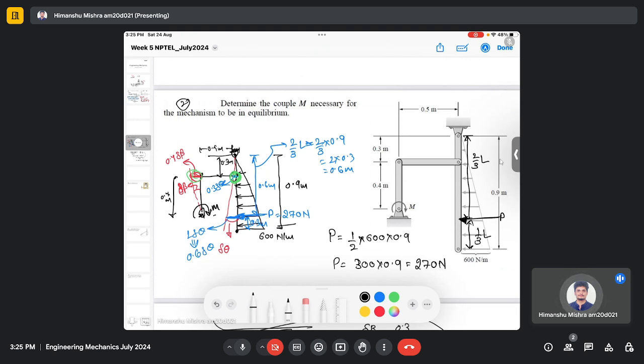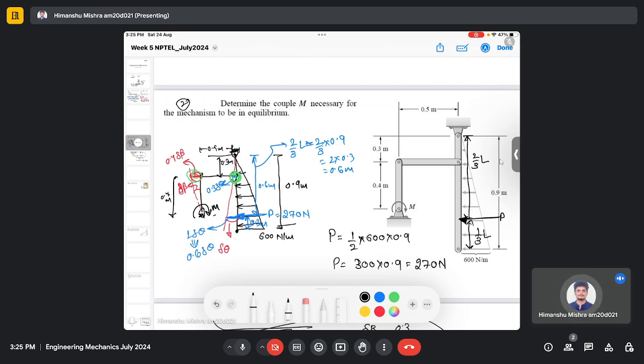So first, as in the last class, we showed that we first convert the distributed force into an equivalent point load, and that we did by calculating the area of the distributed load. Then we found the location of the centroid of that shape, which is 2 by 3 from the joint. So we define the distance where this equivalent point load is acting. Then we figured out that this equivalent point force and this moment are responsible for creating the virtual displacement, and these are the active members.